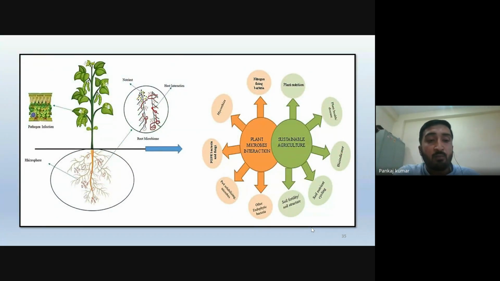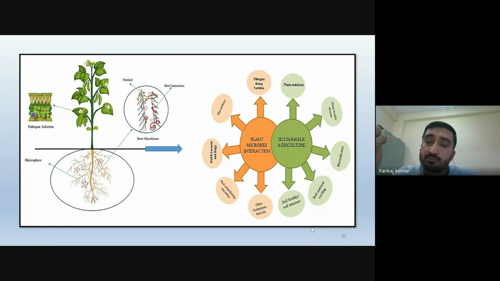Here we see microbiome and rhizome production, and it will also help in mycorrhiza production. Nitrogen-fixing bacteria will also help. Plant nutrition will be increased. Plant health will be increased and diseases will be decreased.